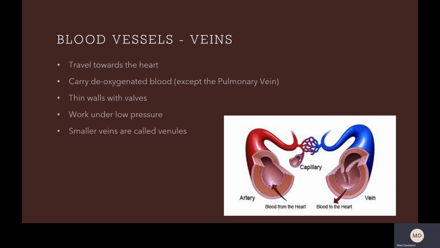Veins. So veins travel towards the heart and they carry deoxygenated blood, again, except for one, which is the pulmonary vein. They have thinner walls and they have valves. So as you can see from the little diagram there, the wall's thinner compared to an artery wall, and they've got valves, and that is just to prevent the backflow of blood. They work under lower pressure because they're returning the blood to the heart. And smaller veins are known as venules.